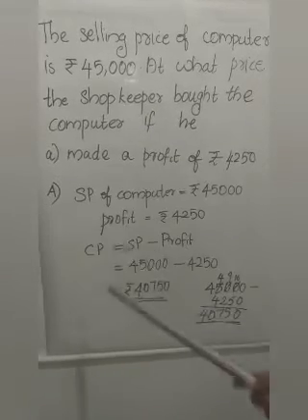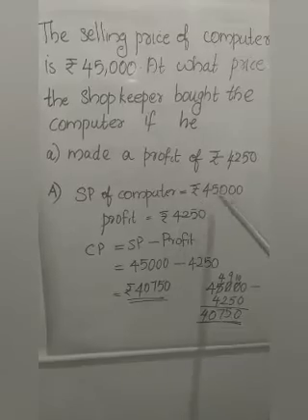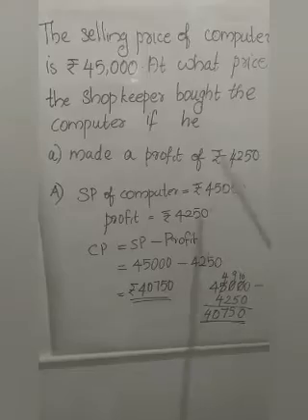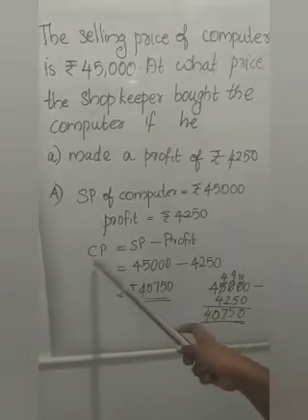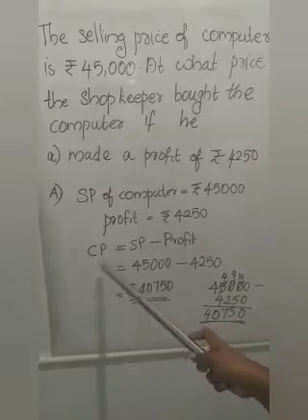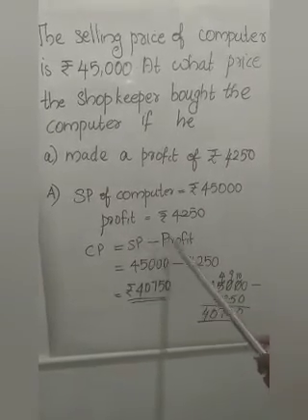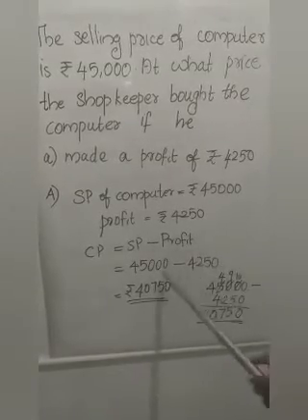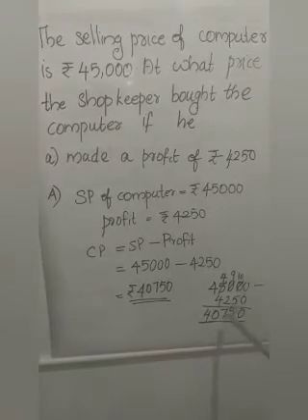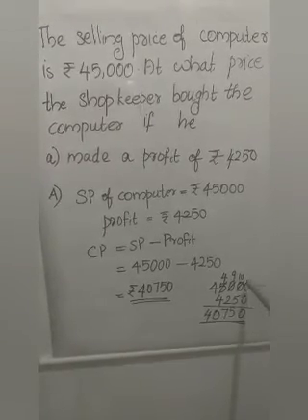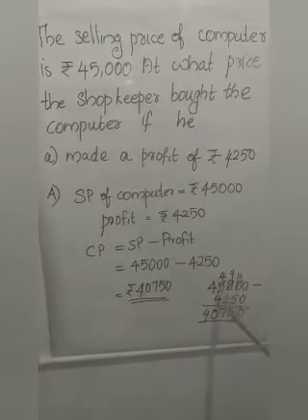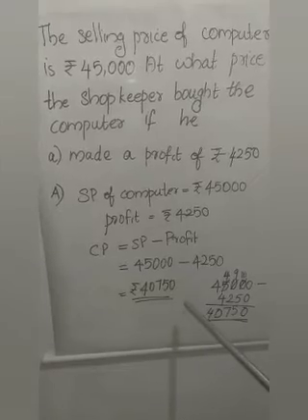Selling price of the computer is rupees 45,000. Profit is rupees 4,250. So we are finding cost price by selling price minus profit. Subtracting, what are you getting? 45,000 minus 4,250. Borrowing and all, 0 minus 0, 0, 10 minus 5, 5, 9 minus 2, 7, 4 minus 4, 0, here 4.